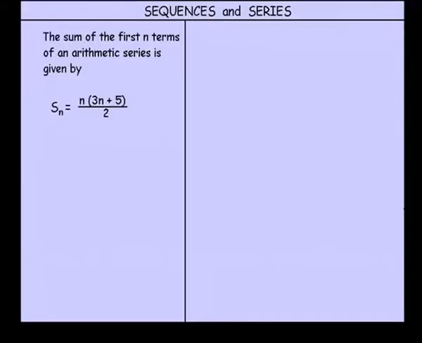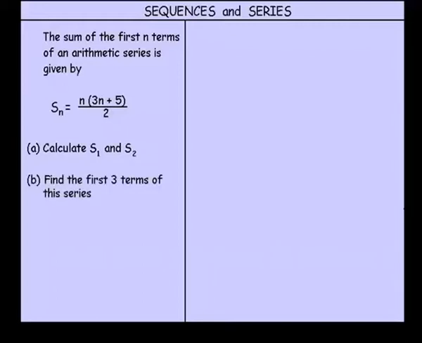Terrific. Our final question for this lesson, again sequences and series. The sum of the first n terms of an arithmetic series is given by this. S of n equals n outside of 3n plus 5 all over 2. We're asked to calculate S of 1 and S of 2. Part B, find the first 3 terms of the series. And finally, find an expression for the nth term.